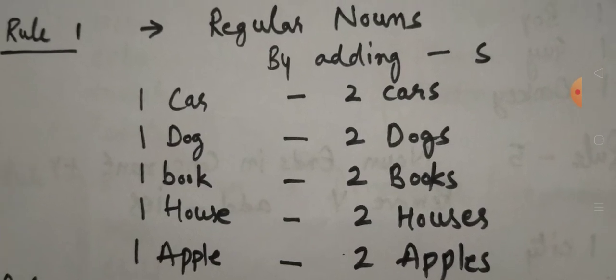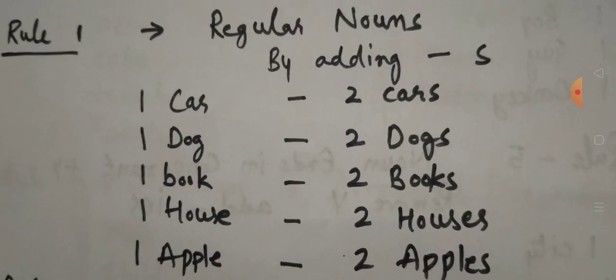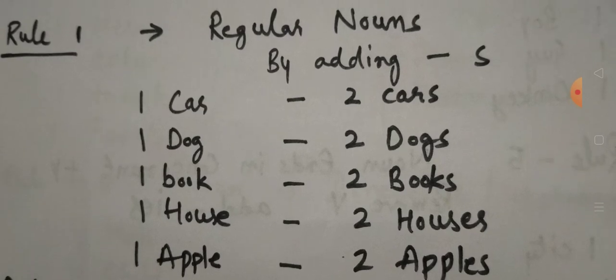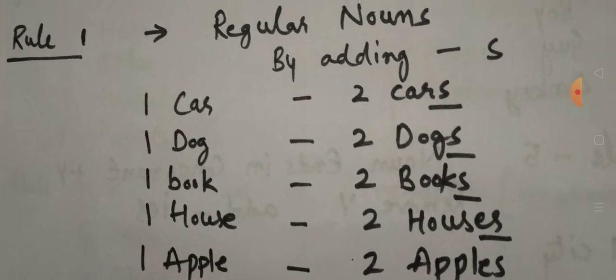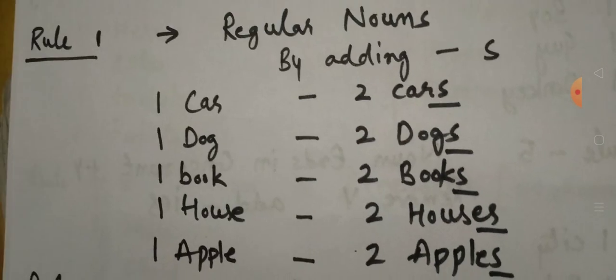These are the changes. When one car becomes two, it's not only car, it becomes cars. One dog becomes two, so it's not only dog, it's dogs. Book, books. House, houses. Apple, apples. Now all of you can underline S in the second portion so that you can understand that in regular nouns we just simply have to add S. This is how your regular nouns are represented. So just by adding S you can make the nouns plural.